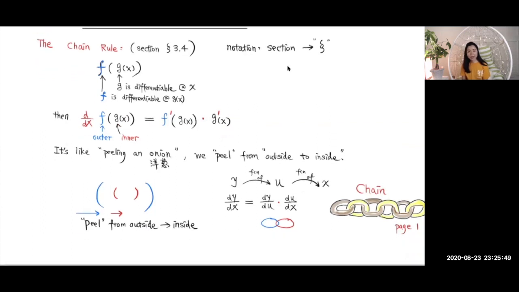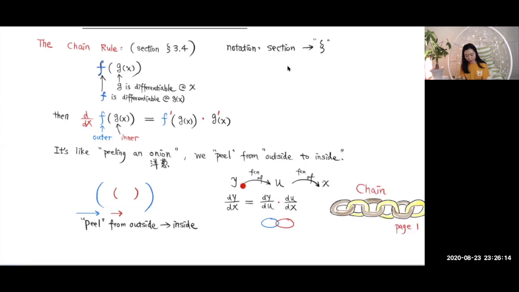Well, it is like peeling an onion. When we peel an onion, we peel from outside to inside, okay? So the outer layer will get peeled first, and then we get to the inner layer. So we differentiate the outer, and then later on we differentiate the inner, and you multiply that.